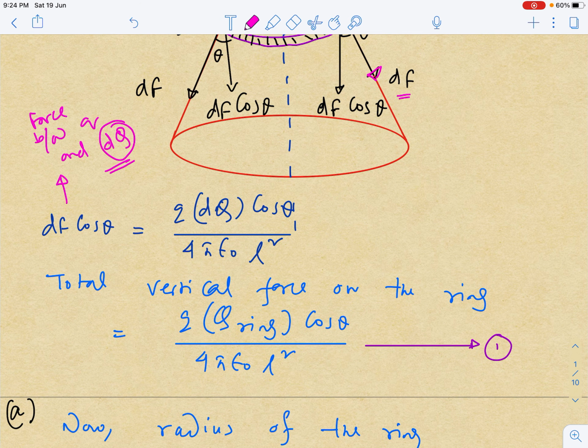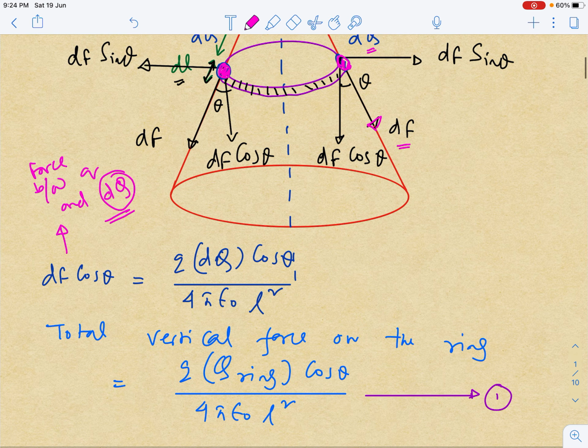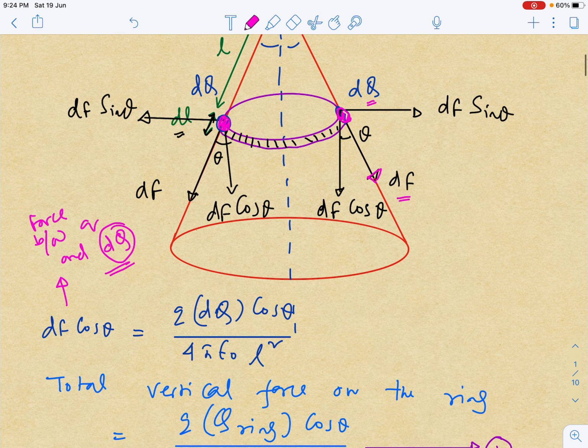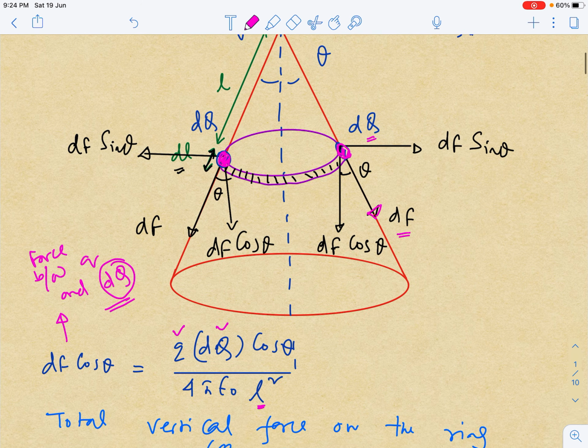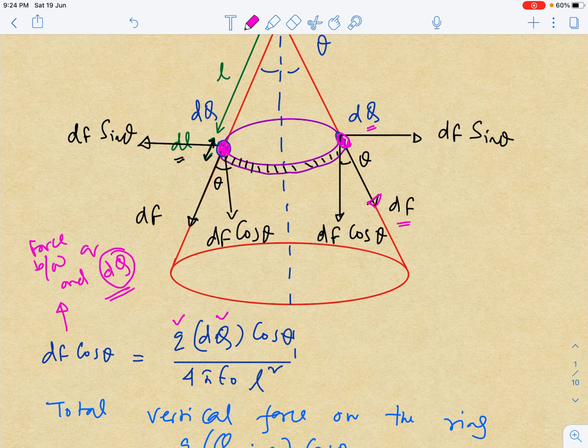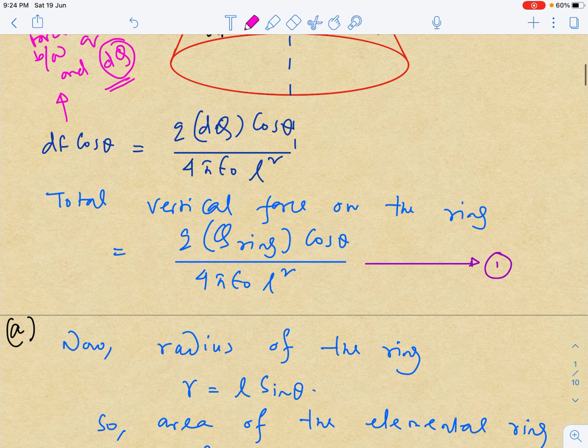Okay. So this dF cos theta is coming to be, dF is very simple. Formula is what? 1 by 4 pi epsilon naught q1 q2 by r square. R here is L, so I have written L square. Cos theta factor is surviving. All right, fine. Now let's go down.